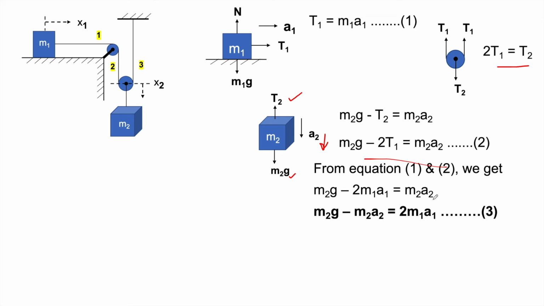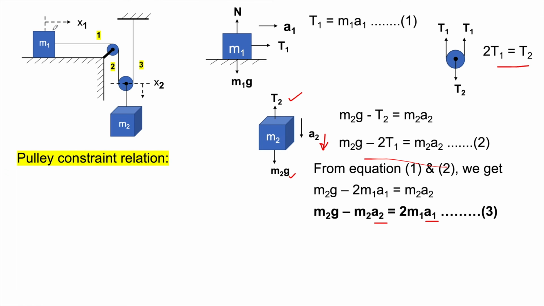Now in equation 3 we can see that there are two unknowns, a2 and a1, and we have only equation number 3. There are two unknowns, but we have fewer equations. So to find the acceleration a2, we will write the pulley constraint relation for this problem. As I have discussed in my previous videos, count the number of ropes in the system. For every rope we need to write the pulley constraint relation.